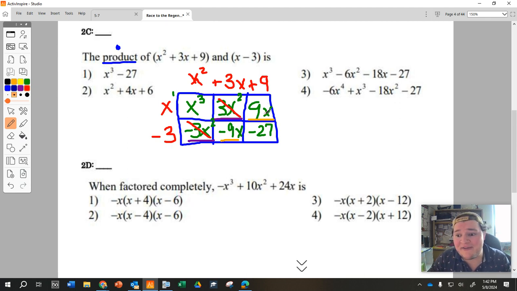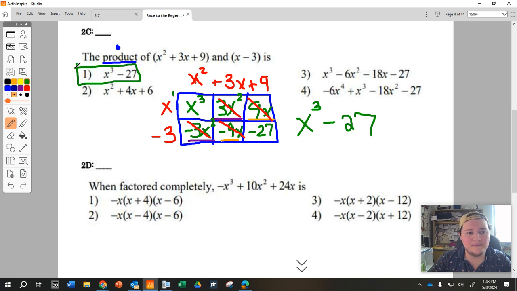Negative 9x, positive 9x, just by coincidence, same thing. They cancel out completely, so when I combine them, they get 0, they're gone. The only survivors out of this whole hot mess is going to be x cubed minus, or plus negative. Minus is a little bit cleaner. Minus 27. You look up at your 4 choices, and there's no competition. It's got to be 1. Okay? Choice 1.